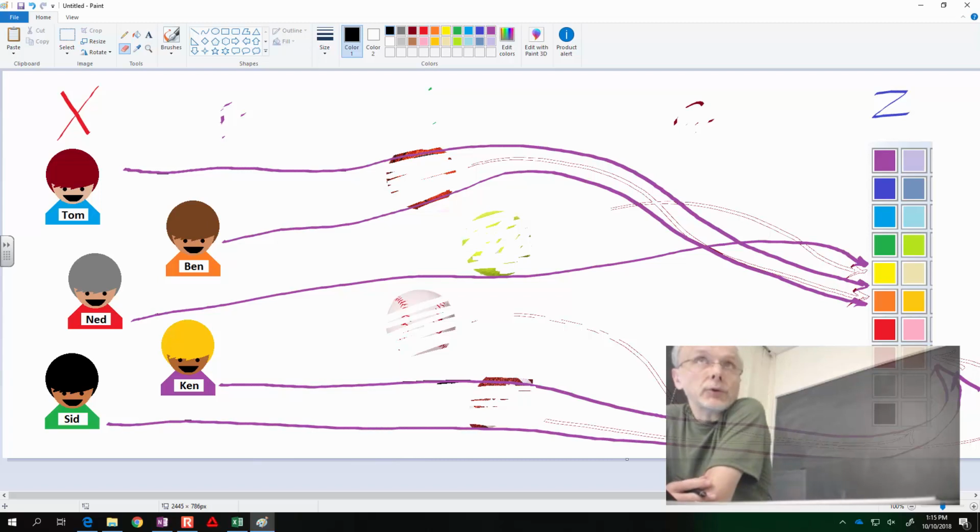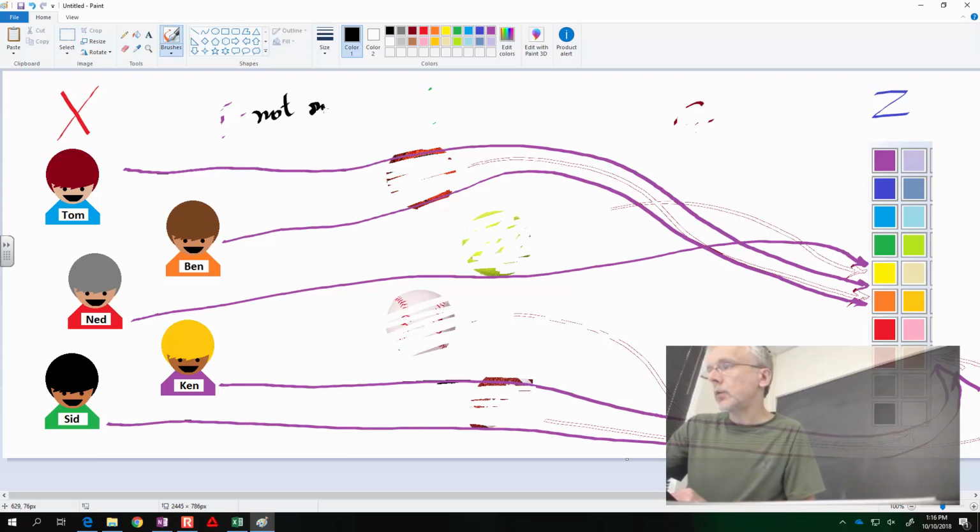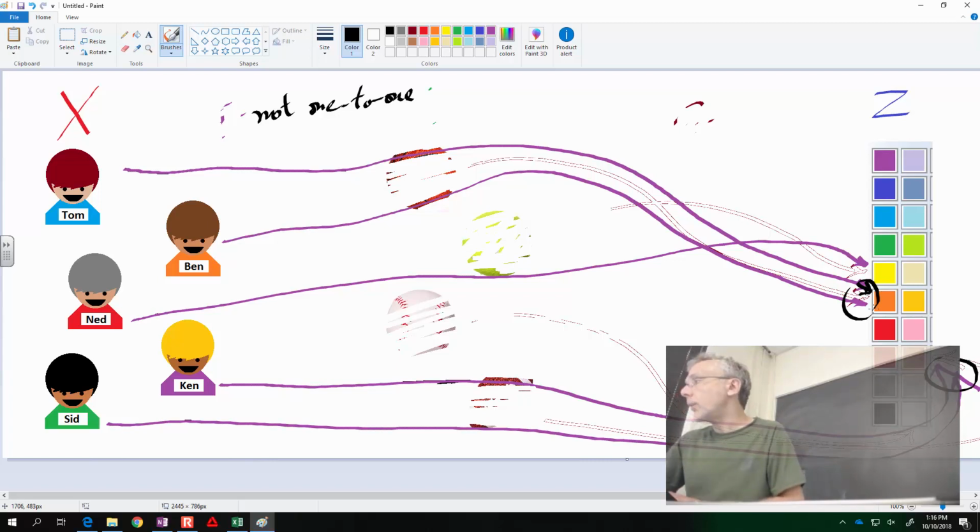Is it onto? Why is it not 1-to-1 first? Not 1-to-1 because, well, it actually happens twice, right? This is actually also orange. So both Ben and Annette end up orange, and both Sid and Ken and Ed end up brown, okay?